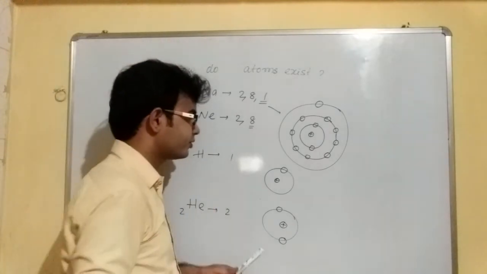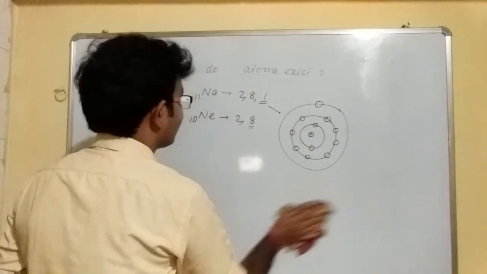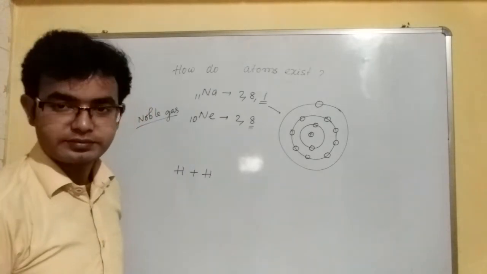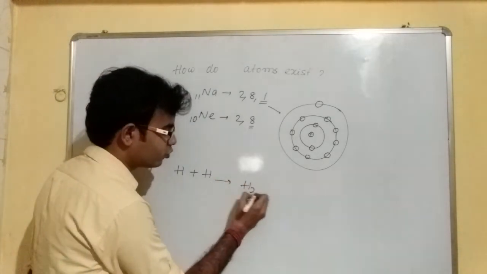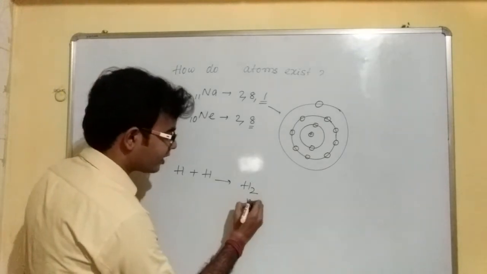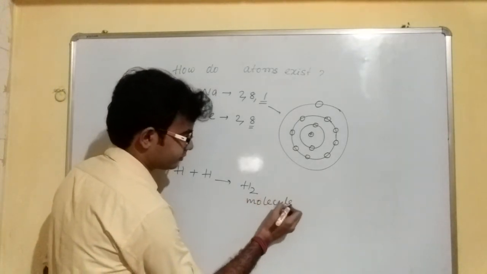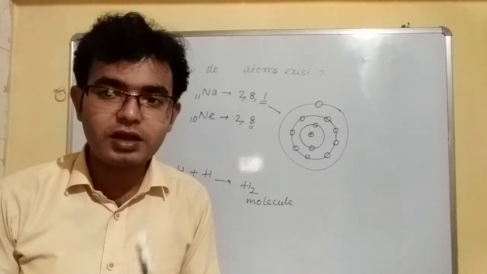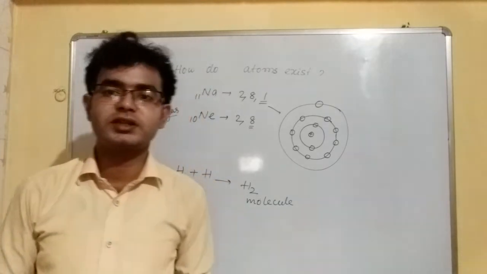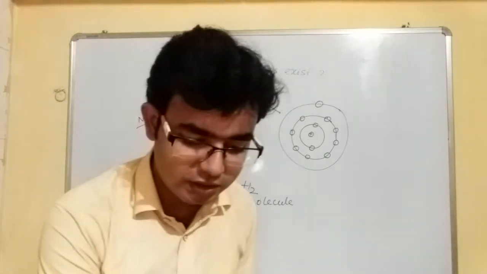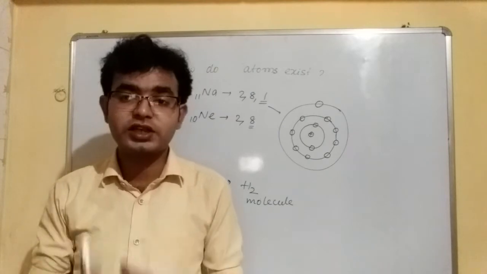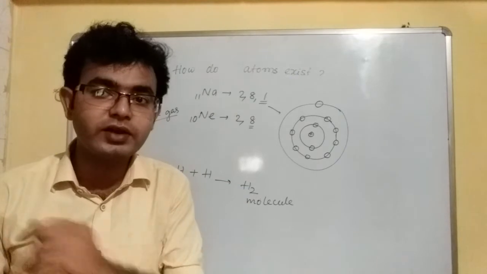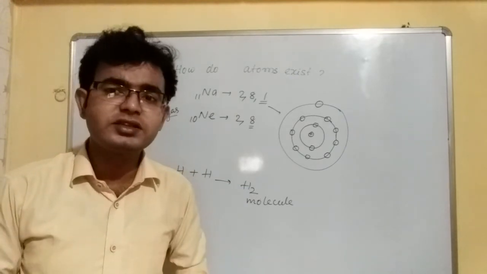So what will hydrogen do? Hydrogen will combine with another hydrogen atom to form H2. Okay. So what is H2? H2 is a molecule. So remember, atoms cannot exist independently because their last shell is not filled. But in case of noble gases, the last shell is filled. That's why they can exist independently.